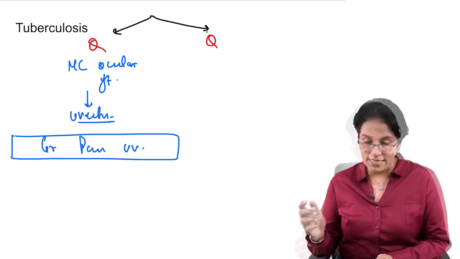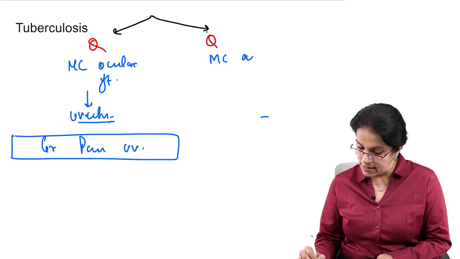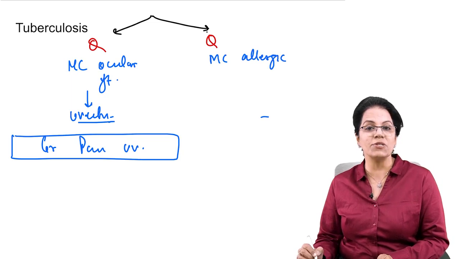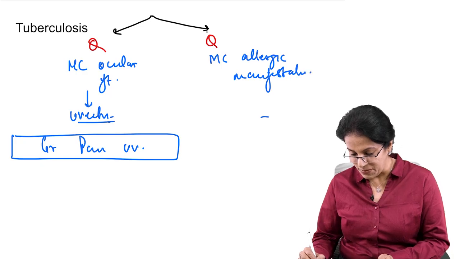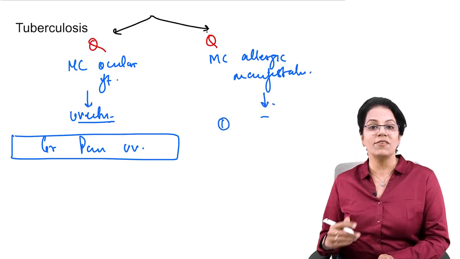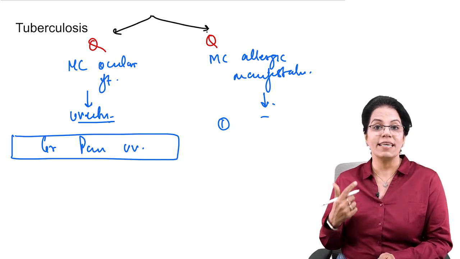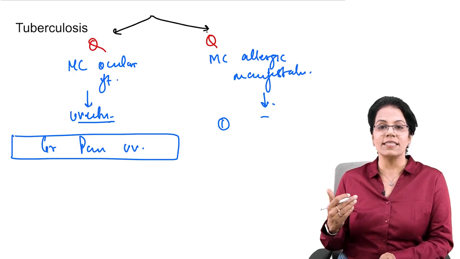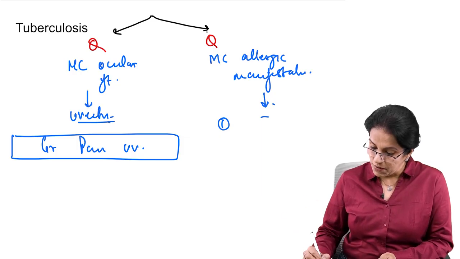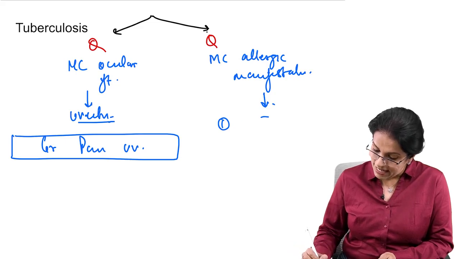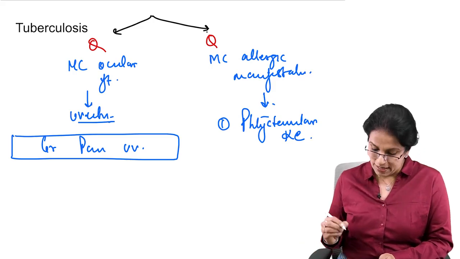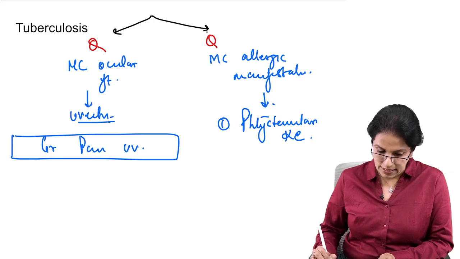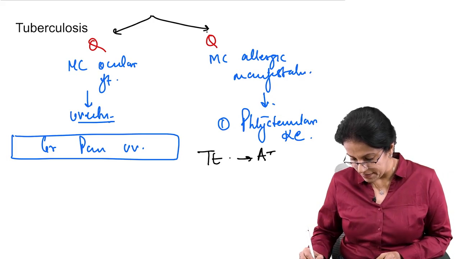Mainly go for ATT. Second question is most common allergic manifestation. What are the allergic manifestations you have learnt with me? Number one is phlyctenular conjunctivitis. What was number two? Eales disease. Yaad hai na? Eales disease is periphlebitis retinae. So here what we will write, most common allergic manifestation is phlyctenular keratoconjunctivitis. Okay? So treatment, mainly ATT.